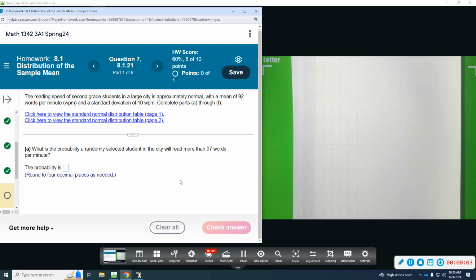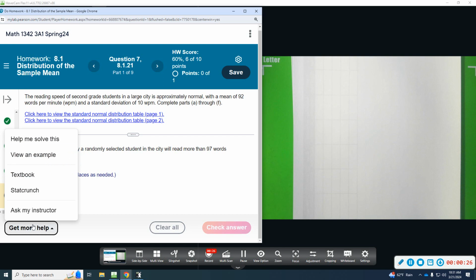Number 7, we have 9 parts. It says the reading speed of second grade students in a large city is approximately normal with a mean of 92 and a standard deviation of 10. We're going to complete parts A through F. So what is the probability a randomly selected student will read more than 97 words per minute?